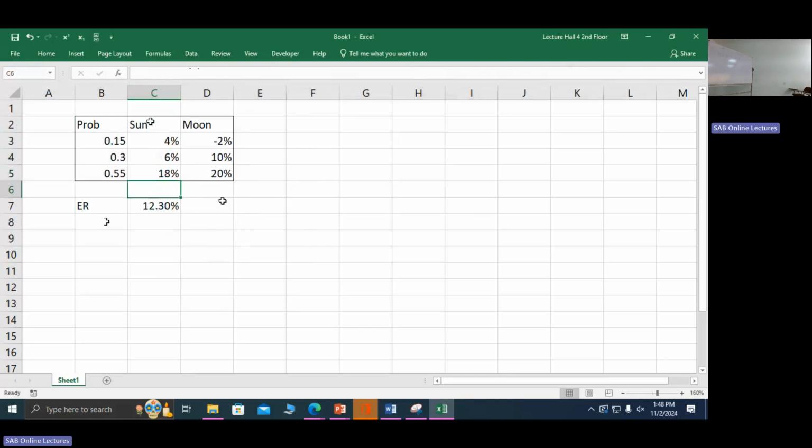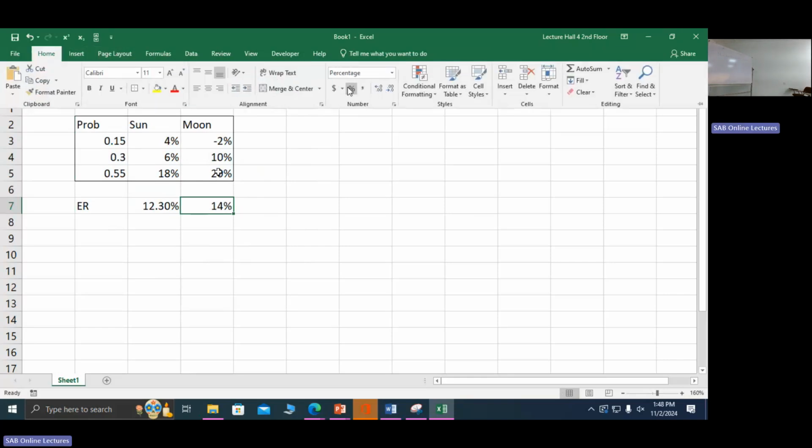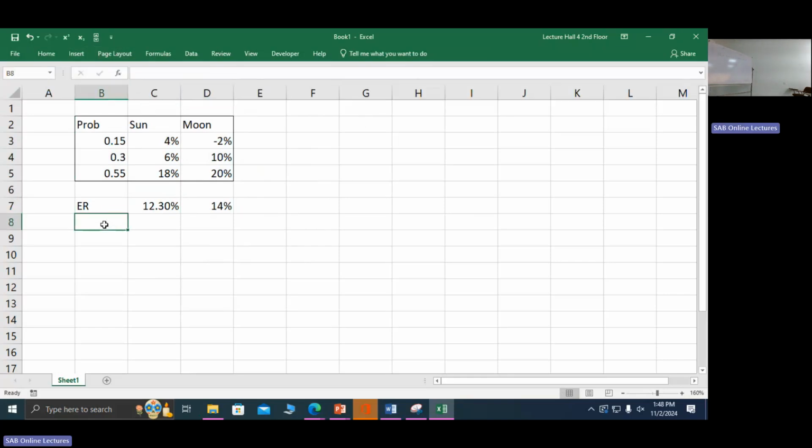Square point three. In moon, 13.7. Now we have to calculate variance and standard deviation. I hope you remember the formulas. Don't worry about the formulas, you might have them by heart.